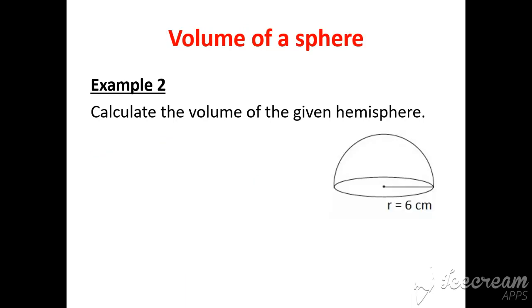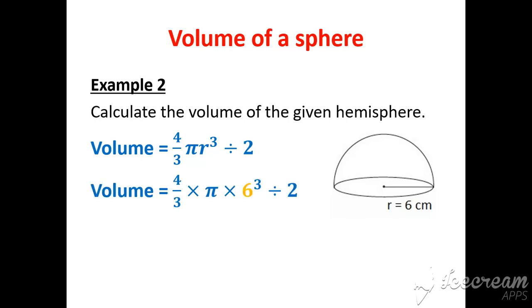Right, let's move on to example 2. Let's calculate the volume of the given hemisphere. Now a hemisphere is half of a sphere. You may have heard words like the northern hemisphere, the southern hemisphere, when we talk about the planet. The volume is equal to 4/3 times pi times r cubed divided by 2. Now, why have I divided it all by 2? Because I've got to find half of the entire sphere.